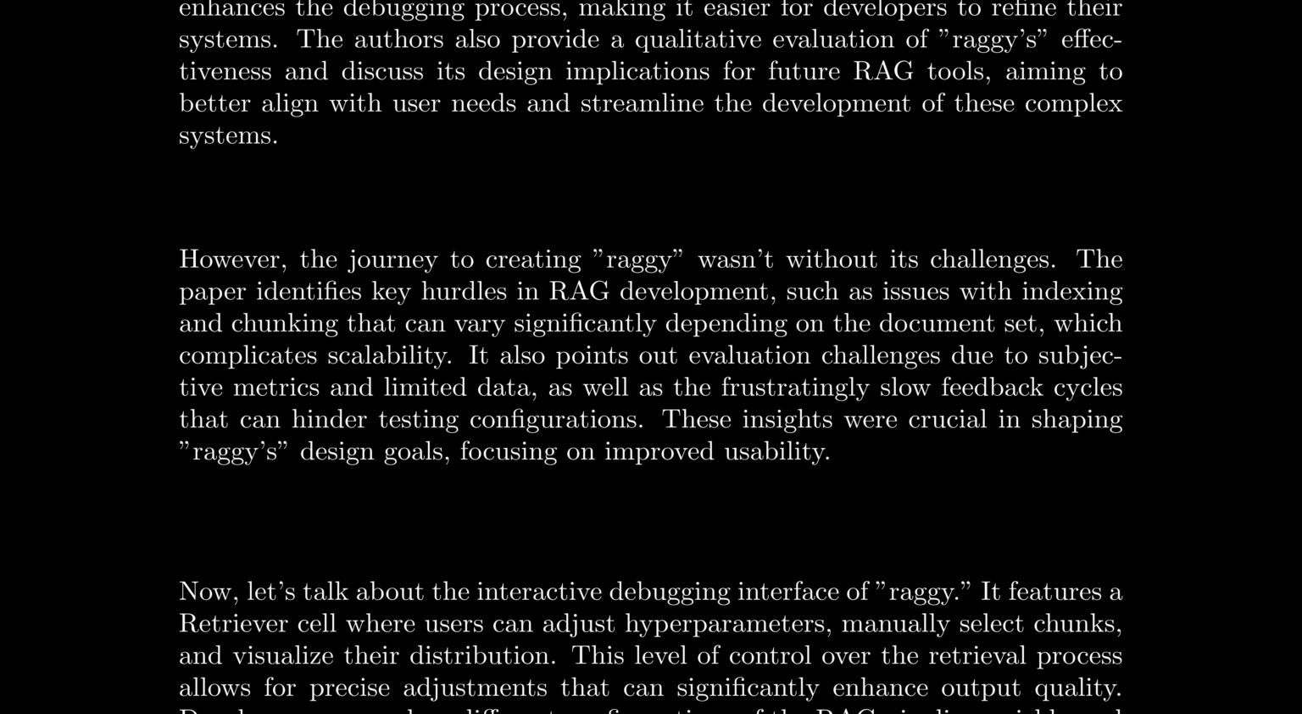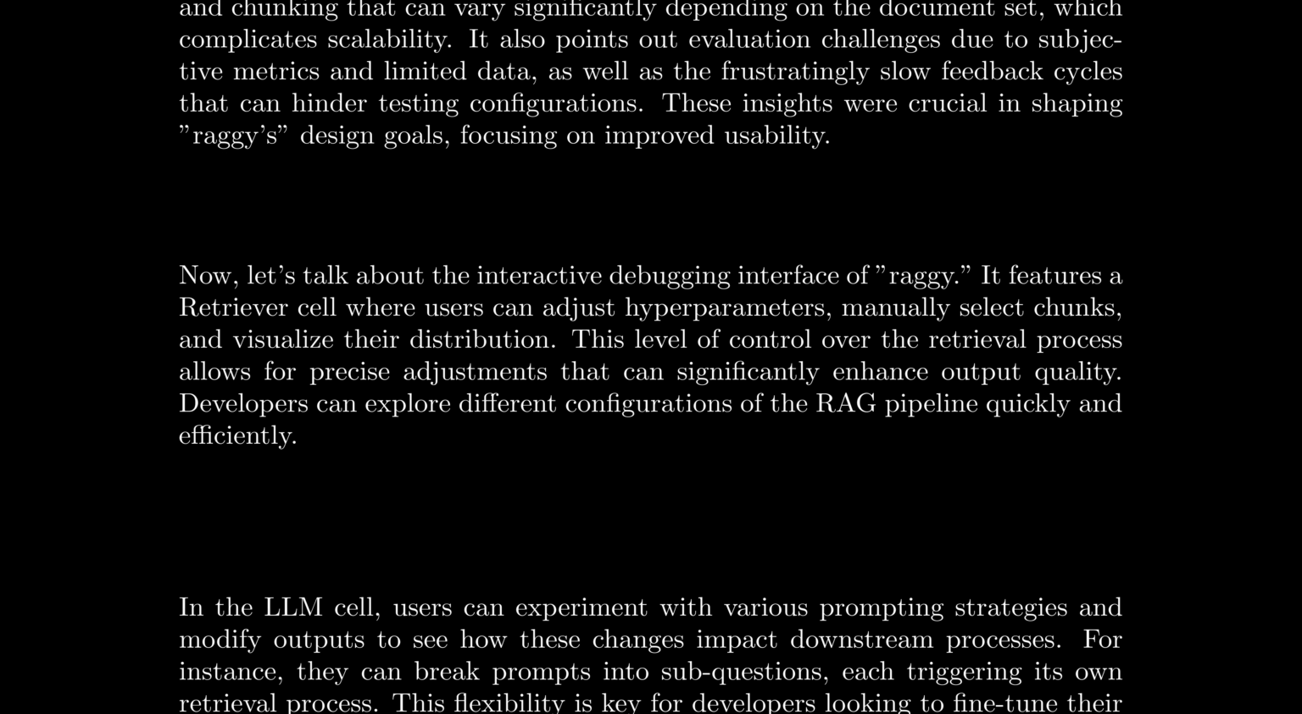However, the journey to creating RAGI wasn't without its challenges. The paper identifies key hurdles in RAG development, such as issues with indexing and chunking that can vary significantly depending on the document set, which complicates scalability. It also points out evaluation challenges due to subjective metrics and limited data, as well as the frustratingly slow feedback cycles that can hinder testing configurations. Now, let's talk about the interactive debugging interface of RAGI.